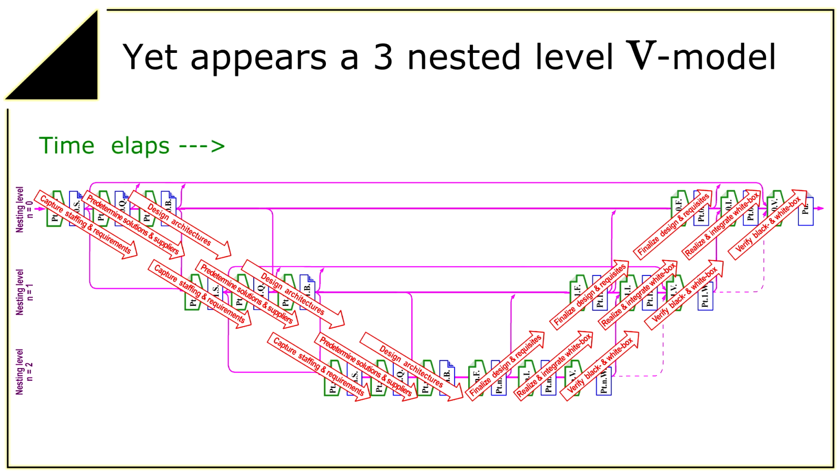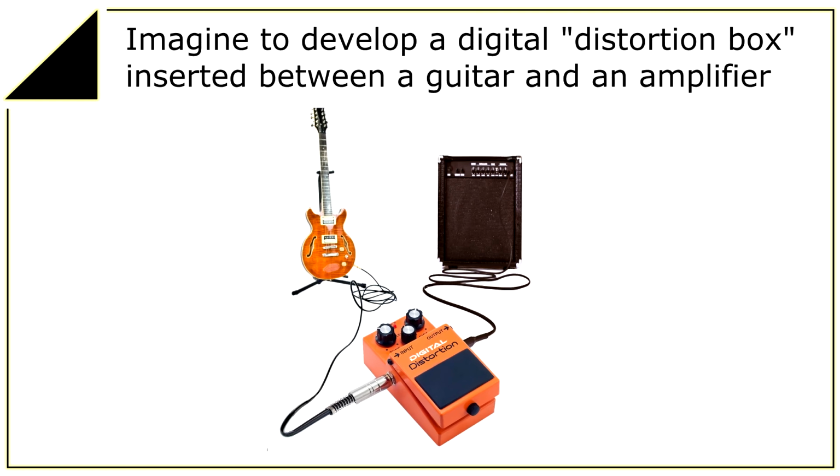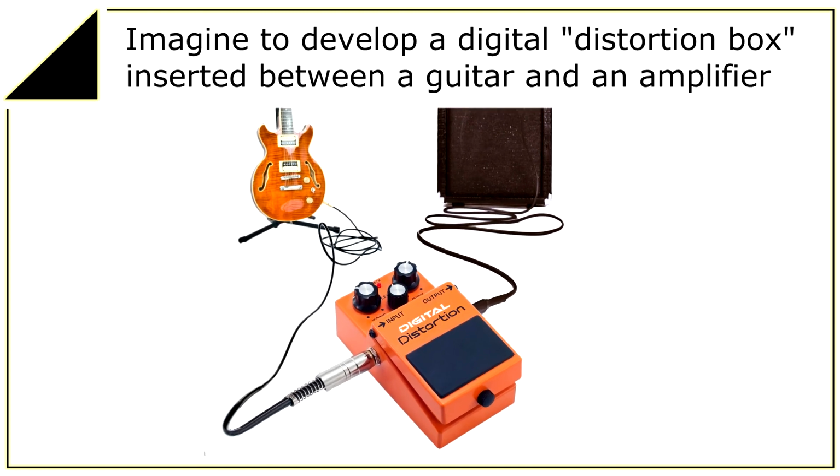One of the great things with the V-model is that there are no longer any arrows going backwards, which means that the elapsed time is much better visualized. To explain how CPDM uses a V-model, let's look at an example.